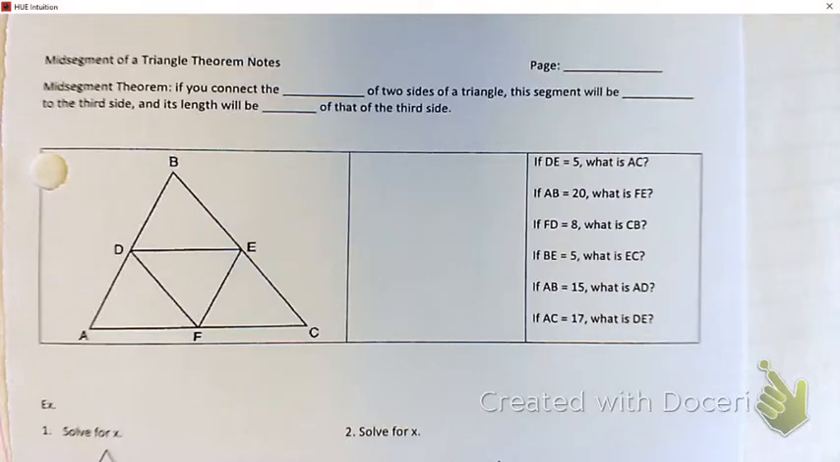So if you connect the midpoints of two sides of the triangle, this segment will be parallel (that's our symbol for parallel) to the third side. And its length will be half of that of the third side. Okay, so there was a bunch of words, but let's talk about what those words actually mean. I'm writing out "parallel" because I'll never remember what that symbol stands for.